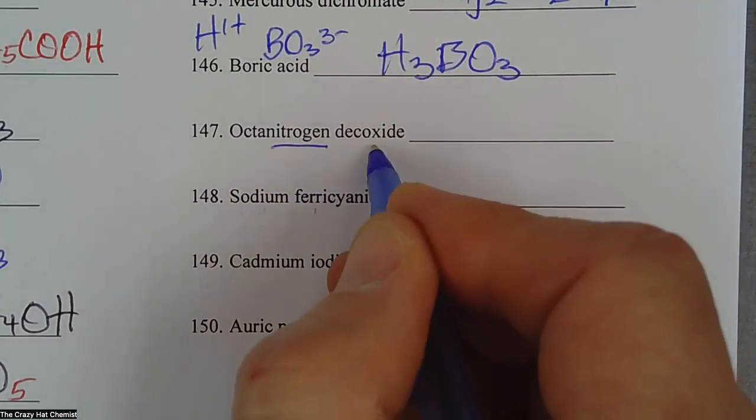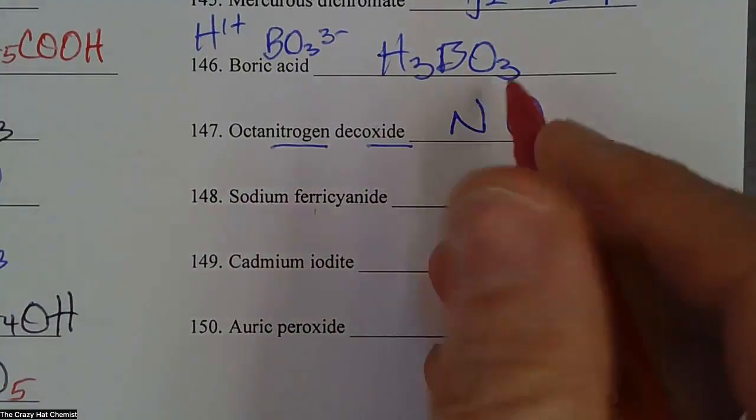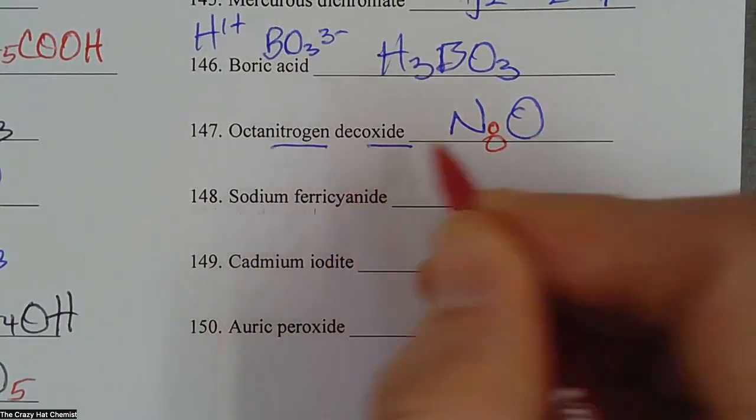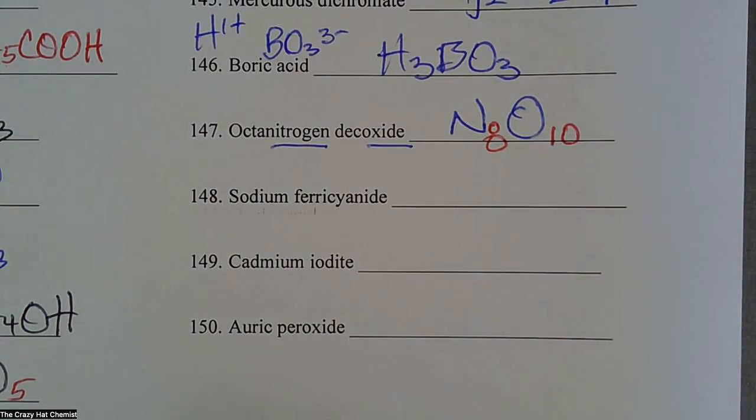Octa nitrogen oxide. So nitrogen oxide. Octa is 8, and then deca is 10. So there we go. Simple as that.